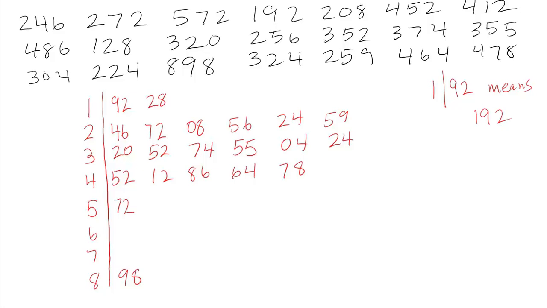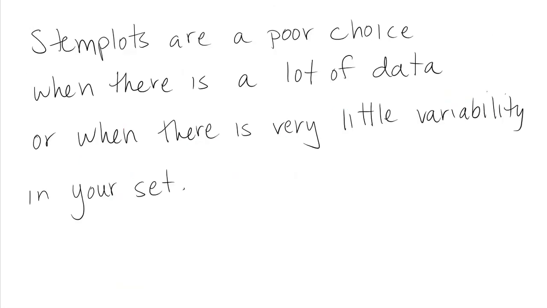We can quickly determine things like the smallest piece of data and the largest piece of data. We get an idea of the pattern of variability. What are the drawbacks? Stem plots are a poor choice when there is a lot of data or when there is very little variability in your set. Obviously, if you have thousands of pieces of data, you're not going to be able to make a stem plot. It's just going to be too big horizontally. You're going to have too many leaves to fill in each row. So you can't use a stem plot when there's a lot of data.